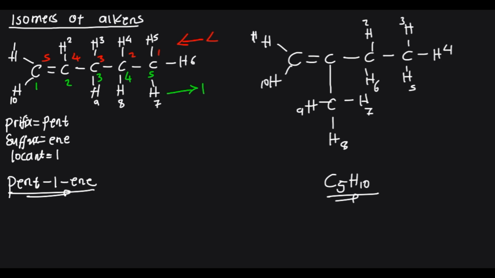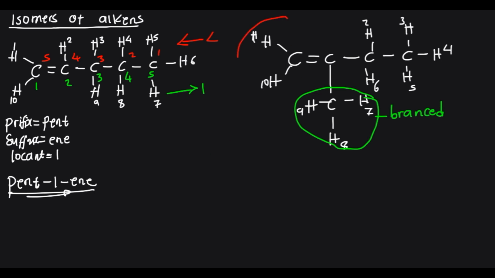Now let's look at the other one. We have a different situation, because we can see that there is an alkyl group. There is one part that is branched. So this is a branched one. It is branched because it is moved away from the parent chain. Then this is our parent chain, because it is where we have the most carbon atoms.